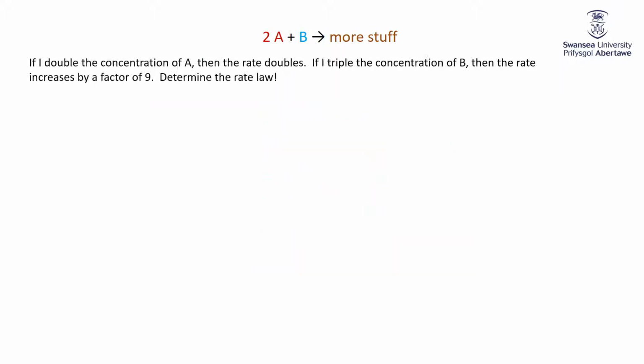Let's do another example. 2A plus B goes to some other stuff, some different stuff. Now I'm going to flip it. I don't know the rate law, but this helps me get it. If I double the concentration of A, the rate doubles. If I triple the concentration of B, then the rate increases by a factor of 9. Well, every rate law starts off rate equals k, and then concentrations raised to the powers of their order. So in this case, I've got A, I've got B. They each have their own little order, x and y.